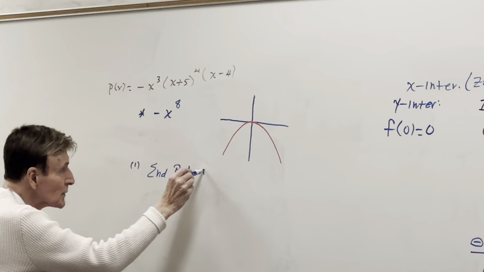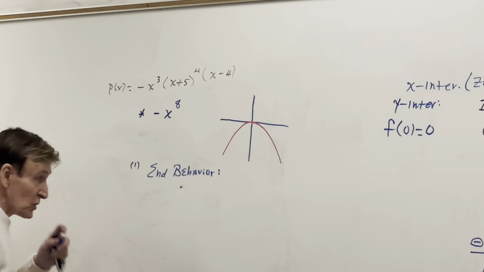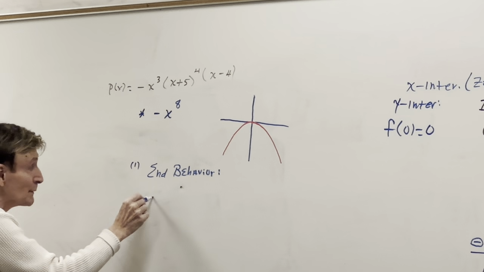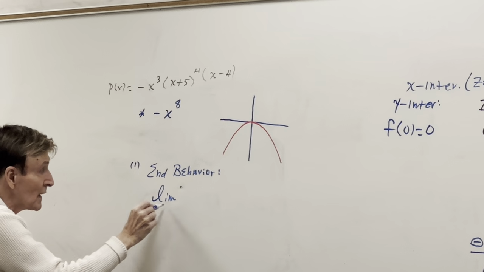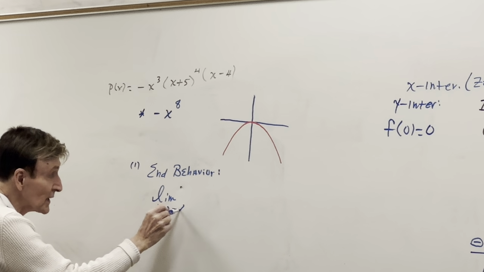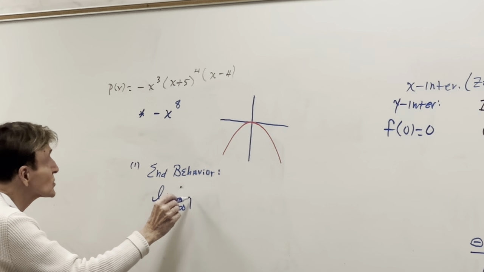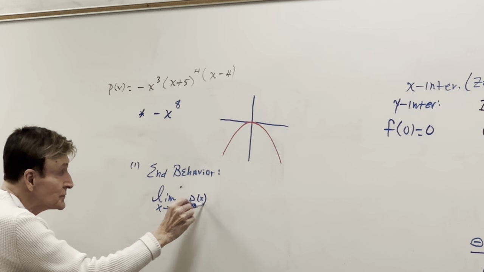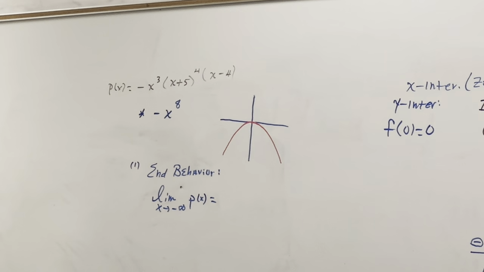I'll write this out so we can see what it is, guys. I'm going to use my limit notation: limit as x is approaching, let's start on the left, negative infinity of my function, based on the red graph. My graph should be doing the same thing on the left as the red graph is doing on the left.